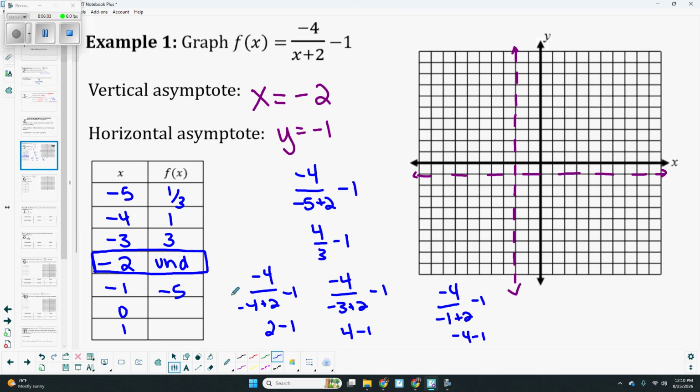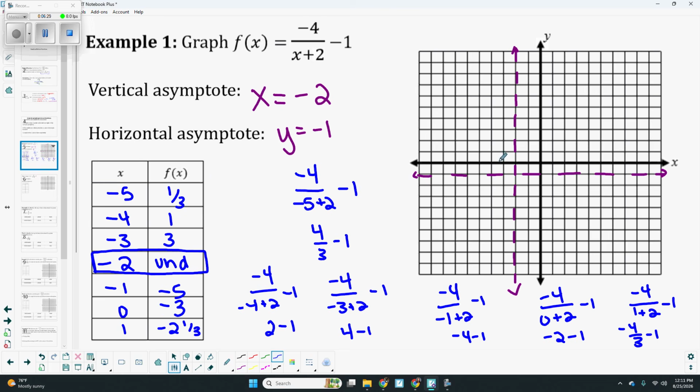We get negative 5. Negative 4 over 0 plus 2 minus 1. So negative 4 over positive 2 is negative 2 minus 1. I have negative 3. And then negative 4 over 1 plus 2 minus 1. So negative 4 over 3 is negative 4/3 minus 1. So I already have negative 1 1/3 minus another 1. So that's negative 2 1/3.